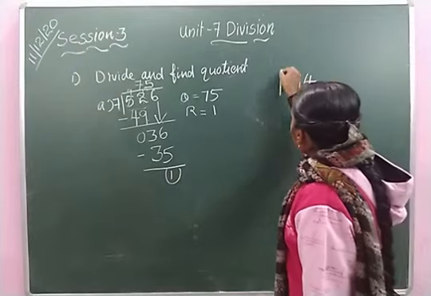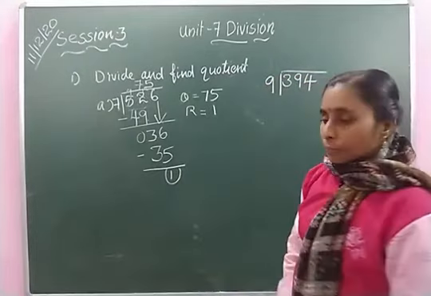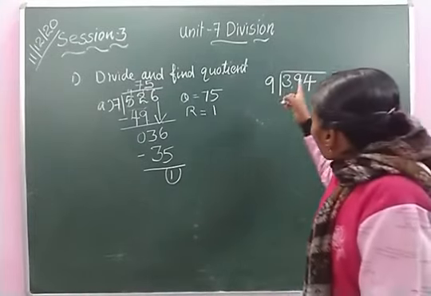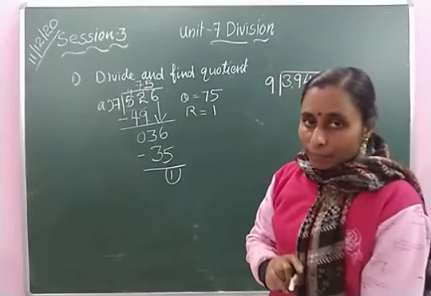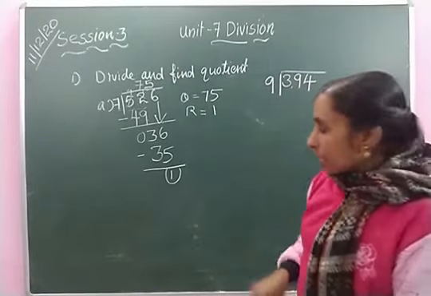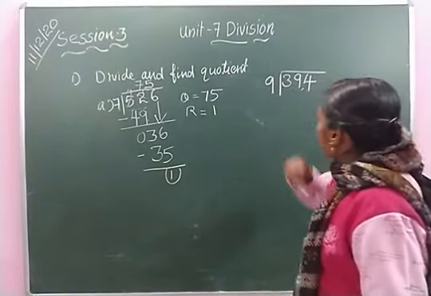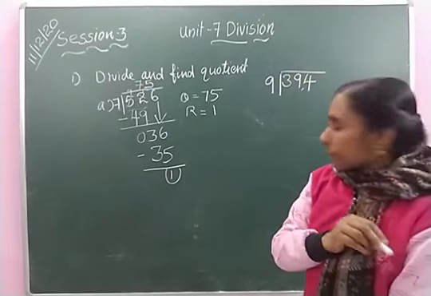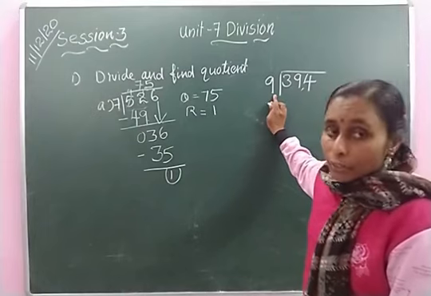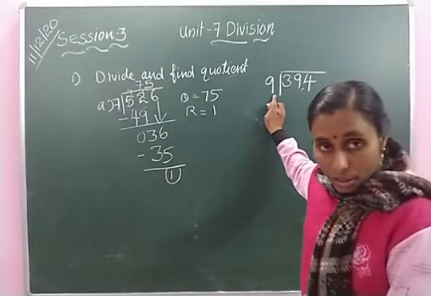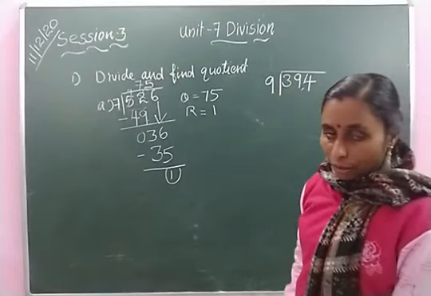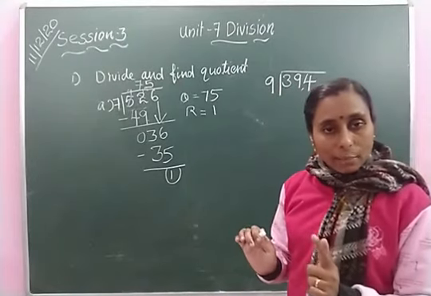394 divided by 9. Here also we have to take the first number. That 3 is smaller than 9, or the first digit is smaller than the divisor. So we should take both numbers together. Then 9 1s are 9, 9 2s are 18, 9 3s are 27, 9 4s are 36, 9 5s are 45. So can you take it 5 times?